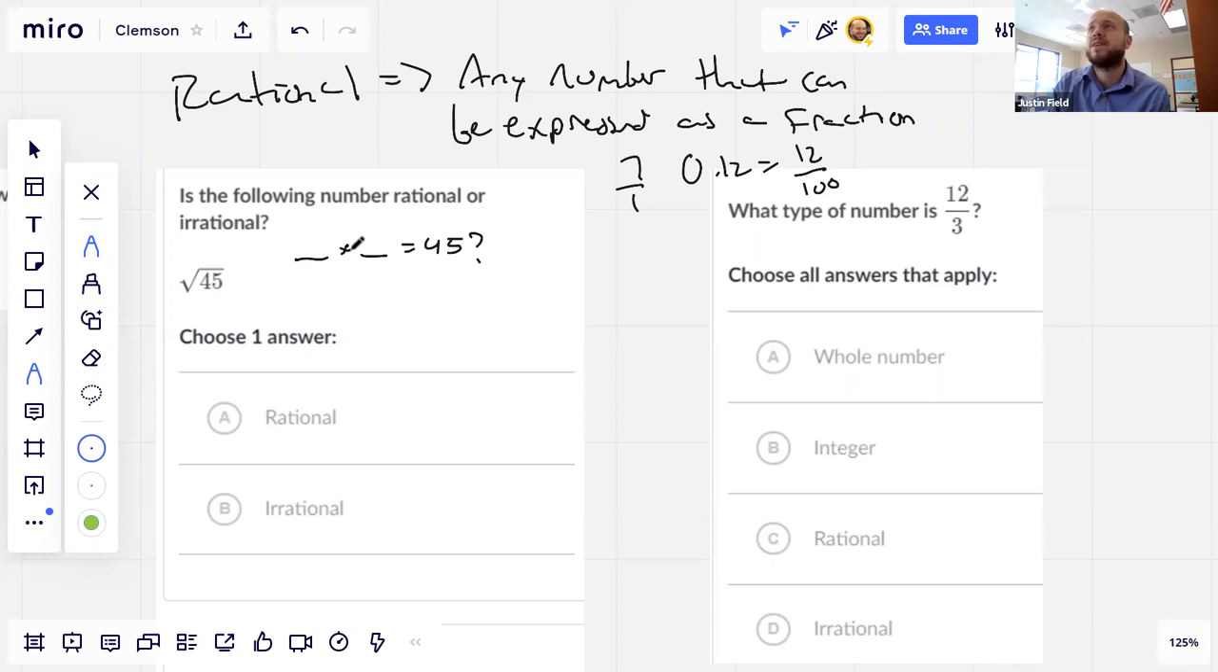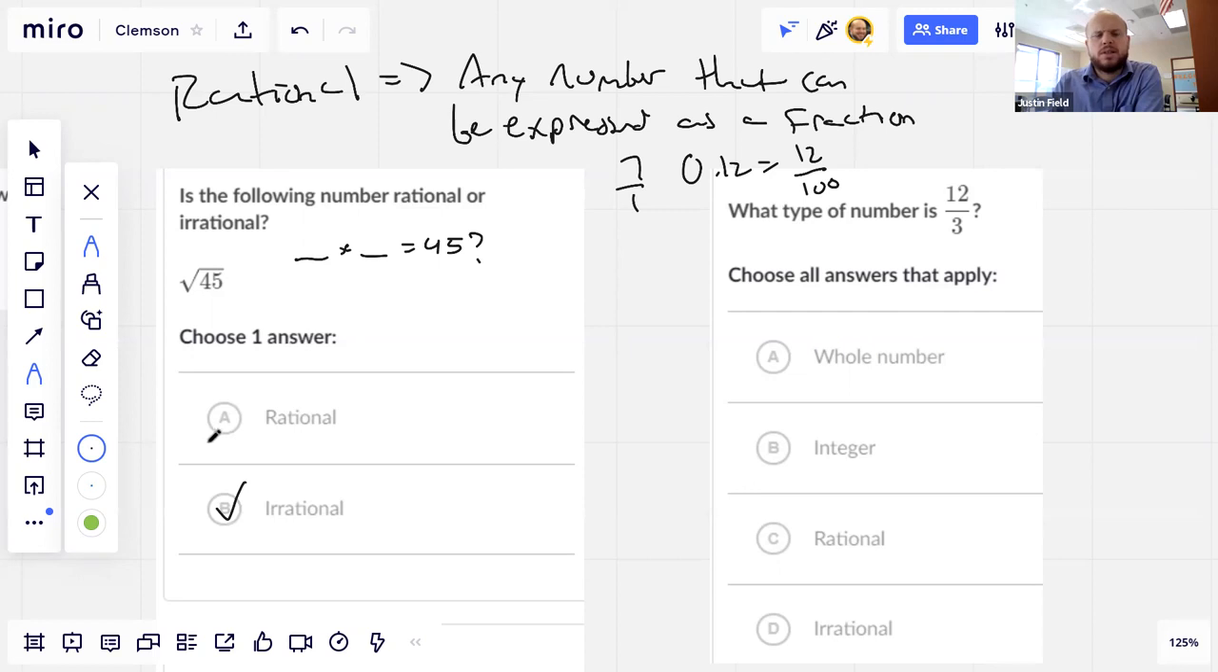5 times 9? 5. Yeah. But the same number twice. No, because 3 times 3, 4 times 4, 5 times 5 is 25, 7 times 7 is 49, 6 times 6 is 36. 45 is in between those two numbers. And the decimal is going to go on forever, and it's never going to end. That's called an irrational number.